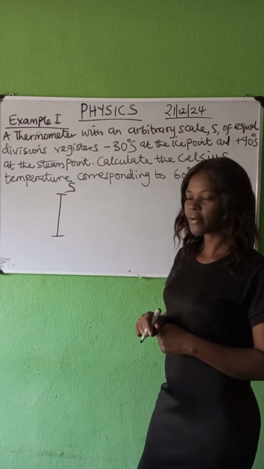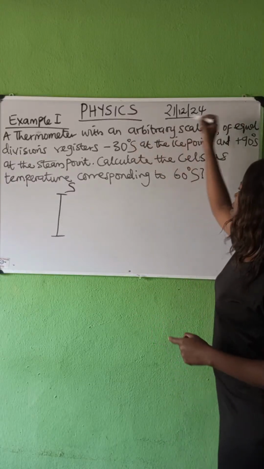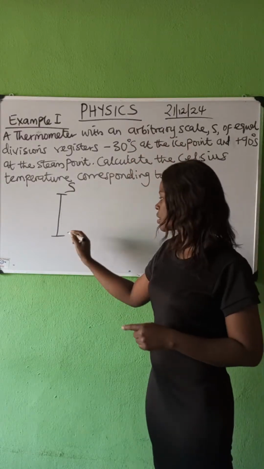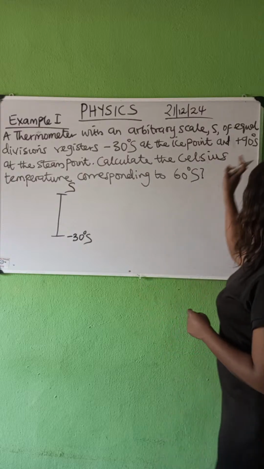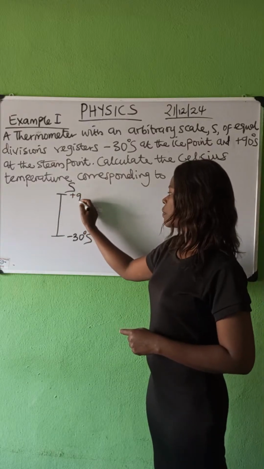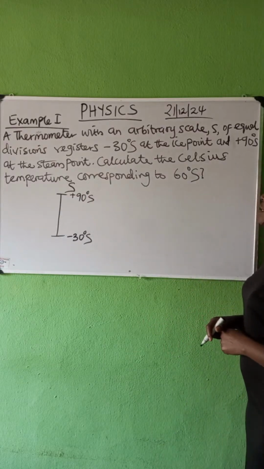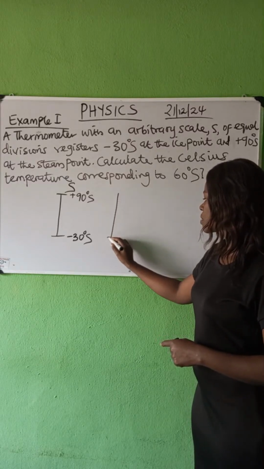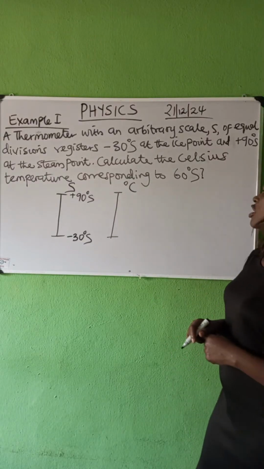Now it registers minus 30 degrees X at the ice point, which is the lower fixed point. So here is minus 30 degrees X. And it also registers plus 90 degrees X at the steam point. So here is plus 90 degrees X. Now calculate the Celsius temperature corresponding to 60 degrees X. I'm going to draw the Celsius temperature. This is degrees Celsius, right? Corresponding to 60 degrees X.